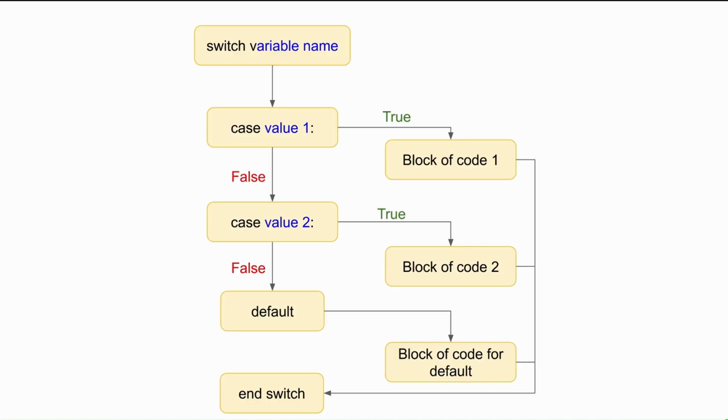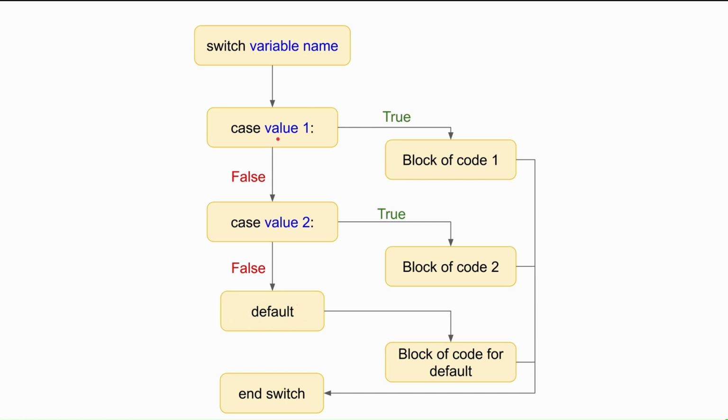Here, we can see in a flow diagram how the switch statement works, just like we did previously with the if. First, on top here, we have the switch variable name. So this is the variable we will be comparing against the cases. Then we have the first case value 1. So this value will be the one compared to the variable. If the value is equal to the variable, then it will follow this path because it's true. The program will execute the block of code 1 and then go directly following this to the end switch, so the other cases are not checked and the default is not executed.